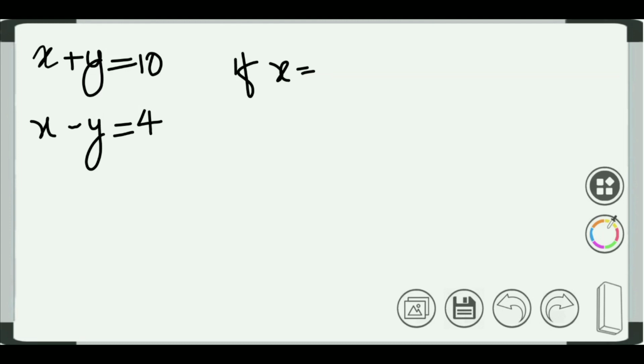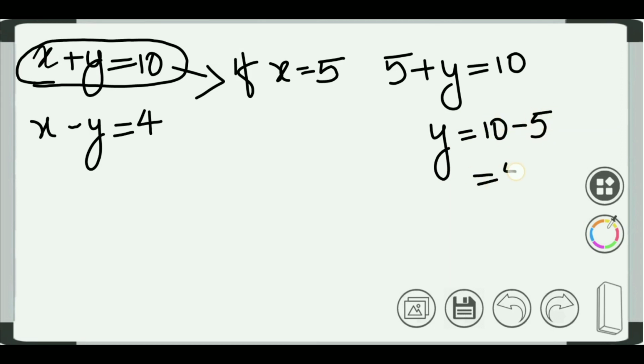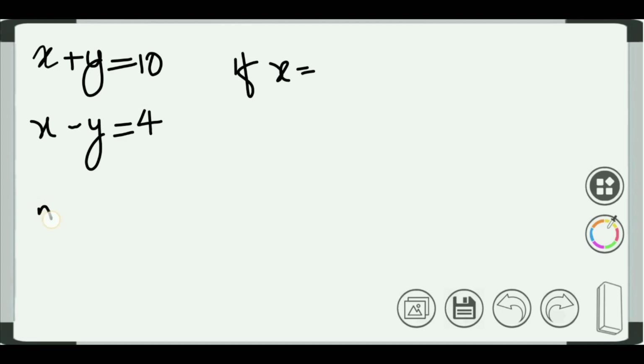Suppose I am taking x as 5. You can take any value: x is equal to 1, 2, 3, 4, 5, any value. So now I am taking x is equal to 5. Look at the first equation. If x is equal to 5, what will be y? I am putting 5 instead of x. 5 plus y is equal to 10. So y is equal to 10 minus 5, which is equal to 5. So if x is equal to 5, y is equal to 5. So the first point is x is equal to 5, y is equal to 5. The first one represents x, the second one represents y. This is how you will write the point.